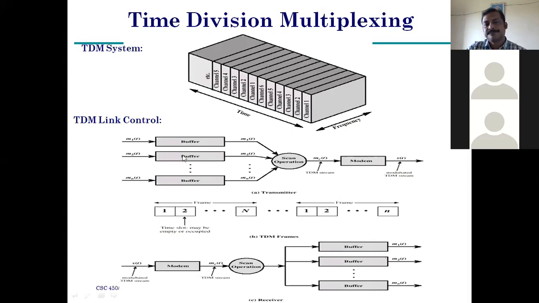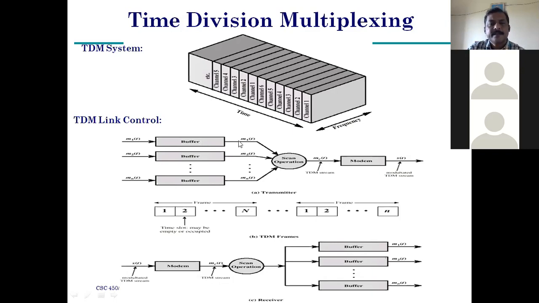Coming to the TDM link control, like FDM, frequency division multiplexing, here also the process is the same. There is signal 1, signal 2, signal 3, and so on, signal n. Each and every signal is submitted to the buffer, right? That is the buffering in the system. For example, there is a signal, and that signal is carrying a sub-frequency carrier.